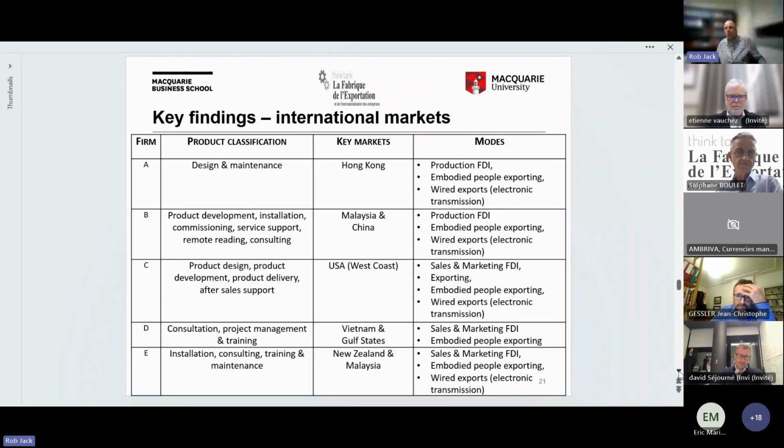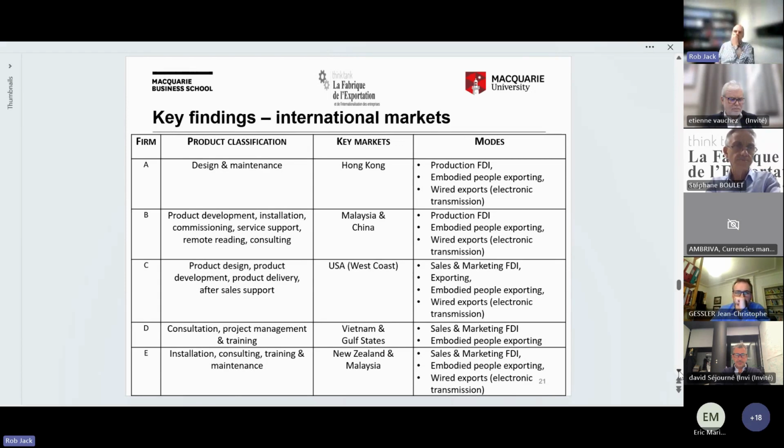Now, I apologize, I hope you can see this quite clearly, but what I'm doing here is simply listing down the key product components, looking at the key markets where these firms actually currently are, and looking at the modes or the methods that they use to deliver their product.